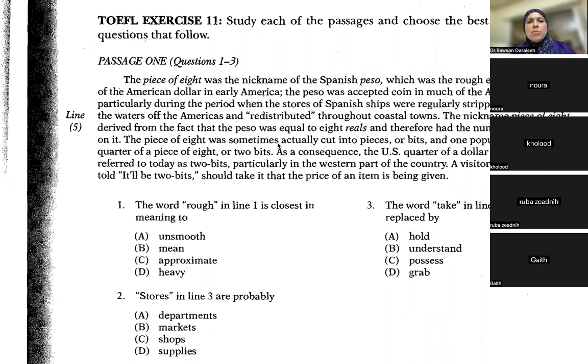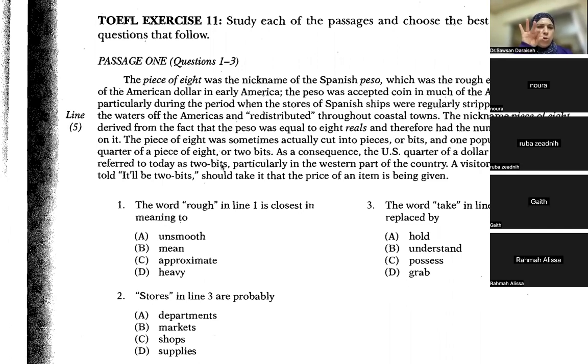Okay, so the piece of 8 was sometimes actually cut into pieces or bits, so you could really actually cut it, guys. Can you imagine? Or bits, smaller sizes. Bits are pieces even, but smaller in size maybe. And one popular size was 1/4 of a piece of 8. So what does that mean? 25% of one piece of 8. Because you remember the peso itself is divided into 8. Each piece could be divided into a quarter. That means each piece could be divided into what?